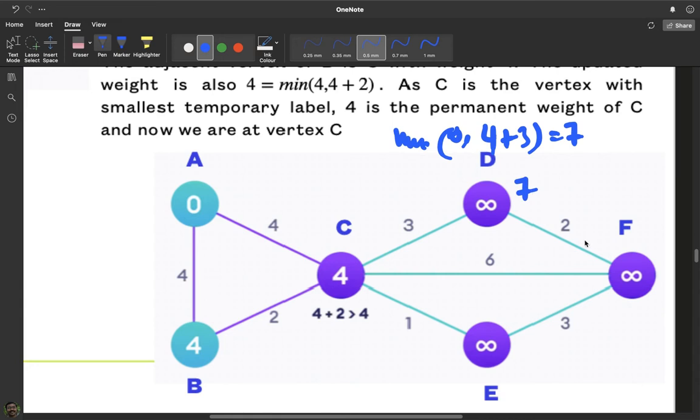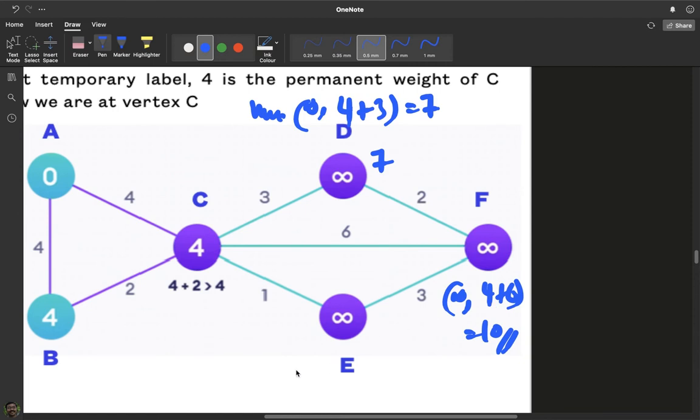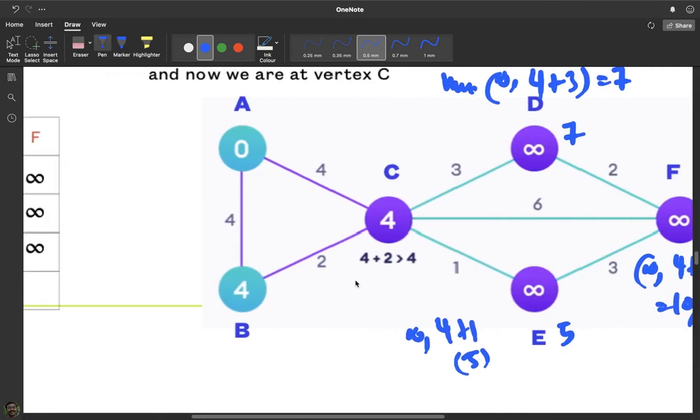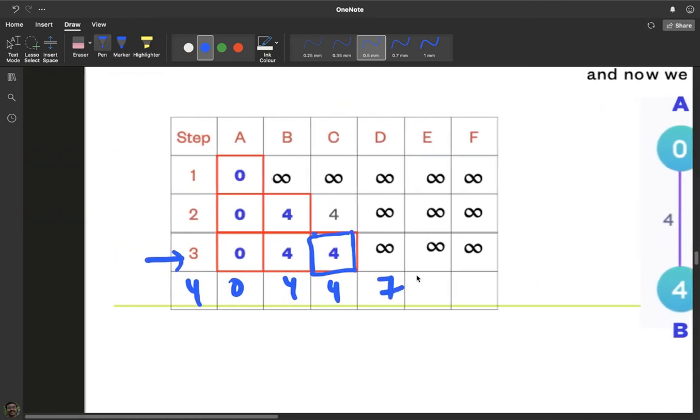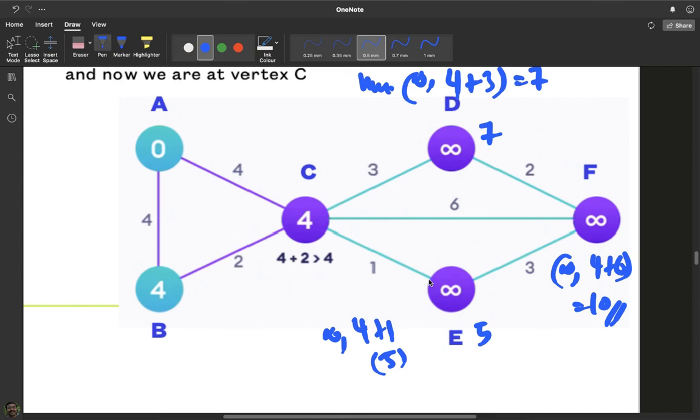Similarly, if you are looking at F, the weight of F will be the minimum of infinity or the weight of C, 4, plus 6, which is 10. The minimum is simply 10. Similarly, for the weight of E, how will you find it? It will be the minimum of infinity or 4 plus 1, which is 5. So that is 5. Now we have given weights to D, E and F, so we will update the table here. In the fourth stage you have 0, 4, 4, D has weight 7, E has weight 5, and F has weight 10.